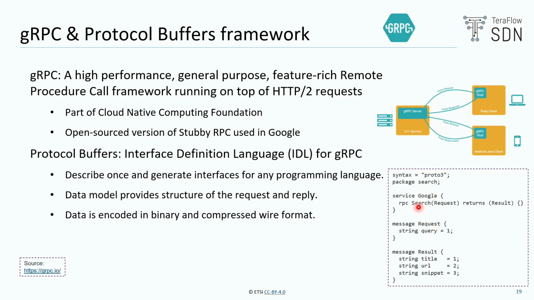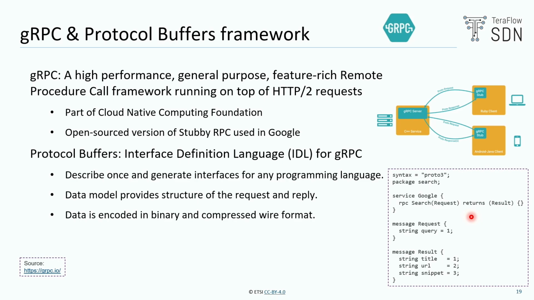It can use a method search that I define here, RPC Search, which accepts as parameter a request message and returns a result message. The request contains a string that is the query, and the result contains an element that has a string with the title of the page, the URL of the page, and also a snippet of the page, for instance. This is just a simple example to understand what gRPC and protocol buffers mean. Again, as with Yang, the definition is huge, but we will not go into all the details now.